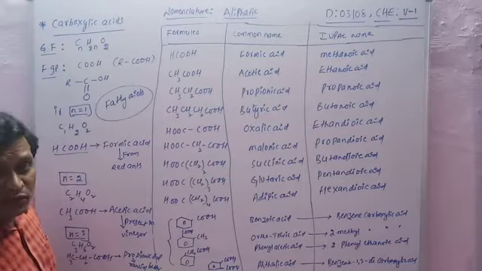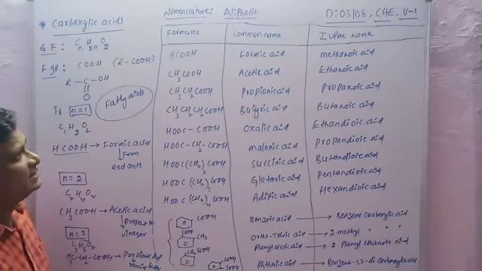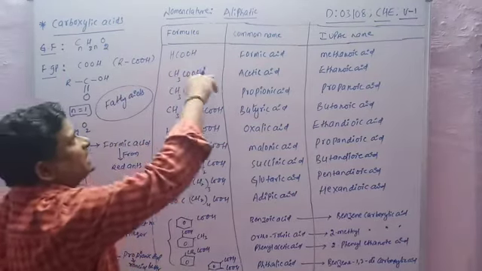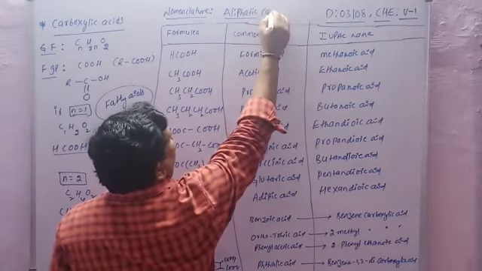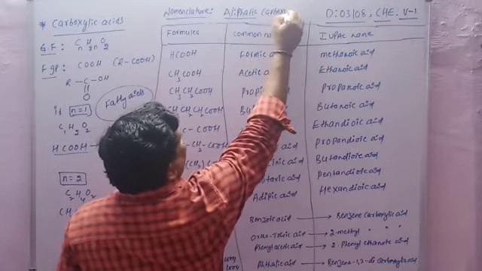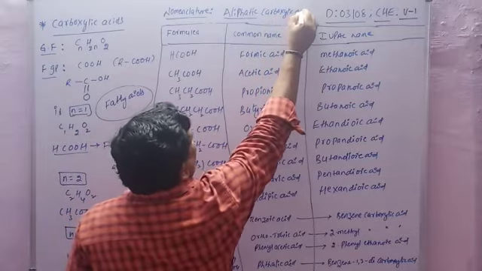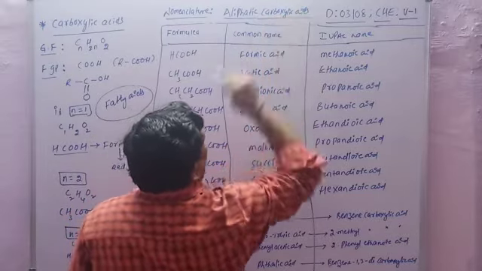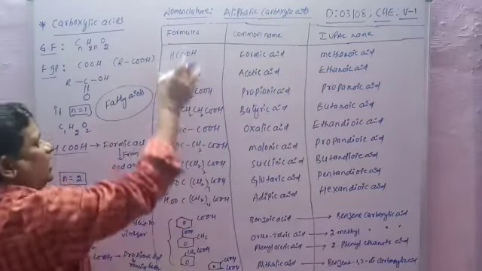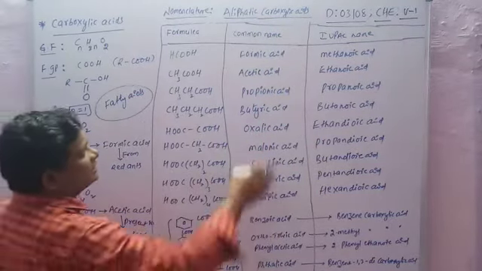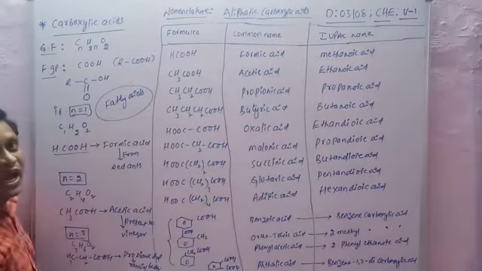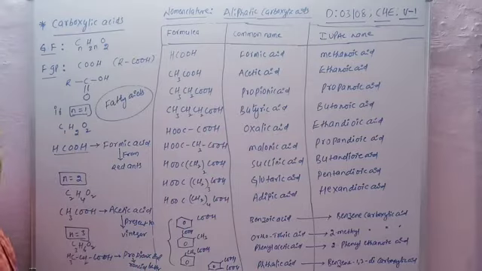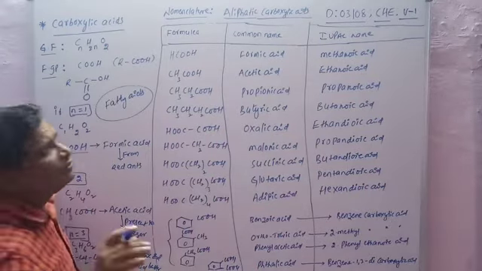Methanoic, ethanoic, propanoic, like that. These are the oic acids. So now the first one is aliphatic carboxylic acids. Now, the formulas of the carboxylic acids, the common names, and also the IUPAC names of the carboxylic acids.